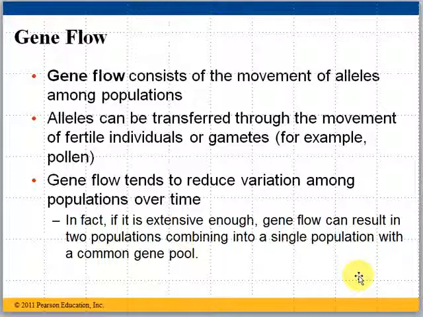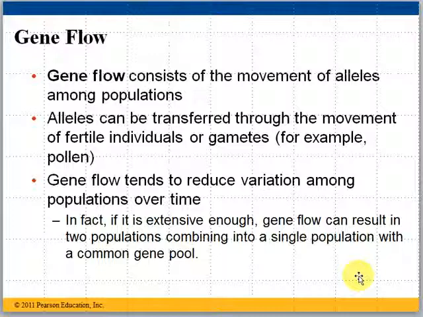If you had two separate populations of a particular bird on an island and they were able to begin mixing together and interbreeding, over time those two populations would probably end up becoming one giant genetic pool, and there wouldn't be a lot of variety between those two populations anymore. They would probably be considered a single population with a common gene pool.